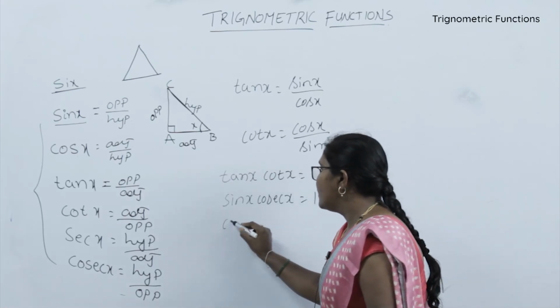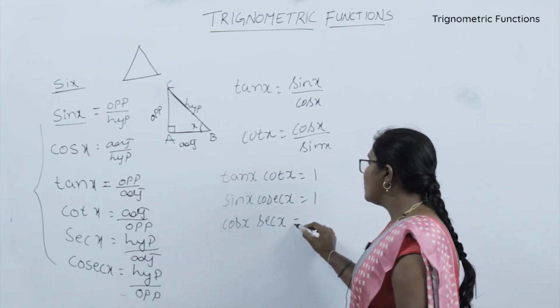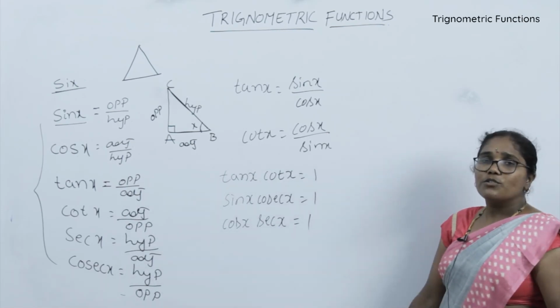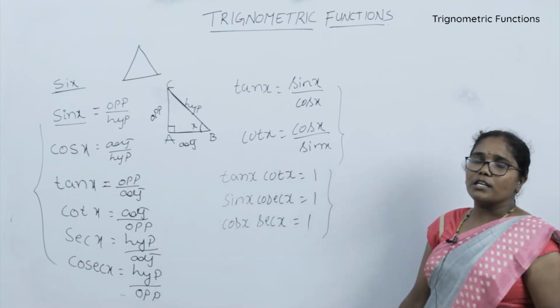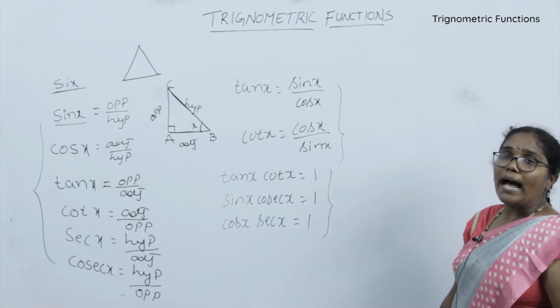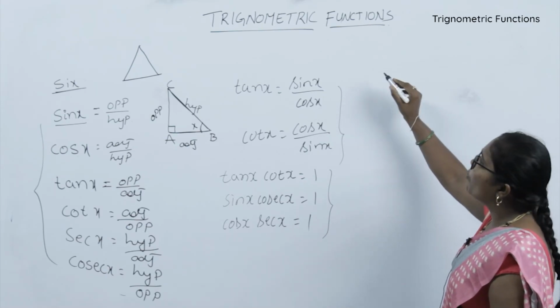And the last one is cos and secant X. Cos X into secant X is equal to 1. These are all the basic formulas we can use. And we have 3 more identities. What are the 3 identities in trigonometric functions?